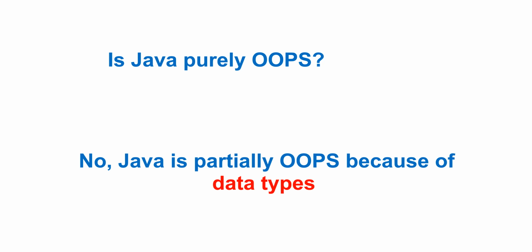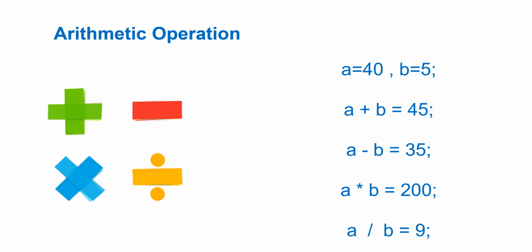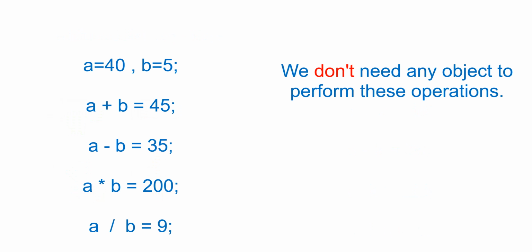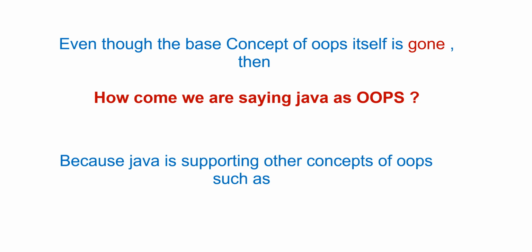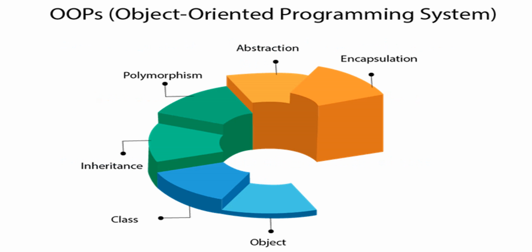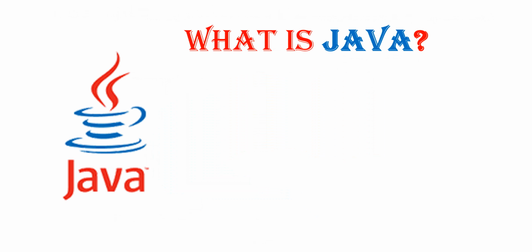The answer is no. Java is partially OOPS because of data types. We don't need any object to perform arithmetic operations. We can add, subtract, multiply and divide directly. The baseline of OOPS itself is gone. Then how come we still say Java is OOPS? Of course, Java supports the other OOPS concepts such as encapsulation, inheritance, abstraction and polymorphism. So Java is a partially object-oriented language. Hope we had a good understanding of OOPS.